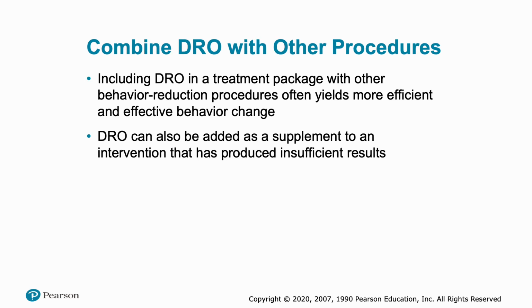Okay, and then lastly, one of the things that we can do to improve our DRO interventions would be to combine DRO with other procedures. So we talked about this with DRA. With DRO, we can include DROs in a treatment package with other behavior reduction procedures to yield more efficient and effective behavioral change, just like with DRA. With DRA, I mentioned that you can use punishment, you can use response cost, whatever different behavior reduction strategies we discussed, you can use those same ones with DRO. And then DRO can also be added as a supplement to an intervention that has produced insufficient results.